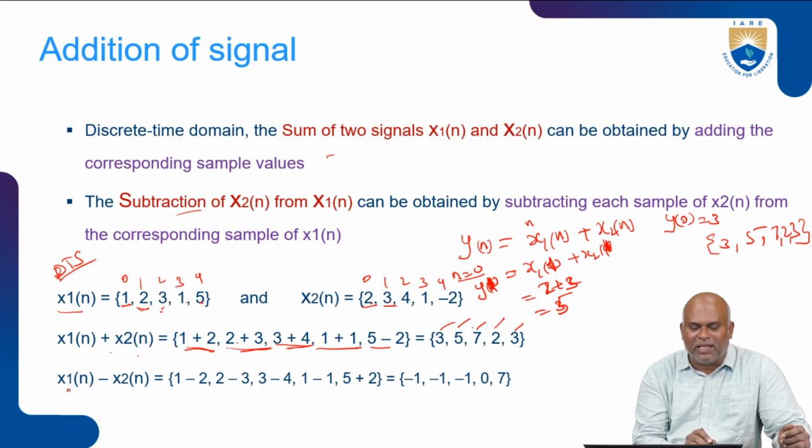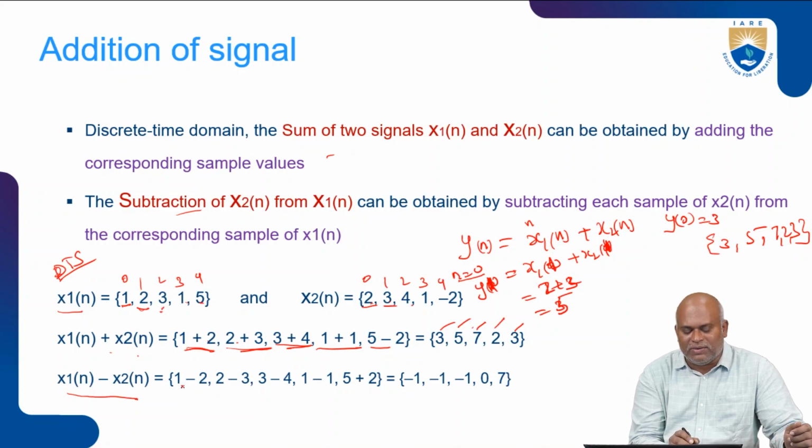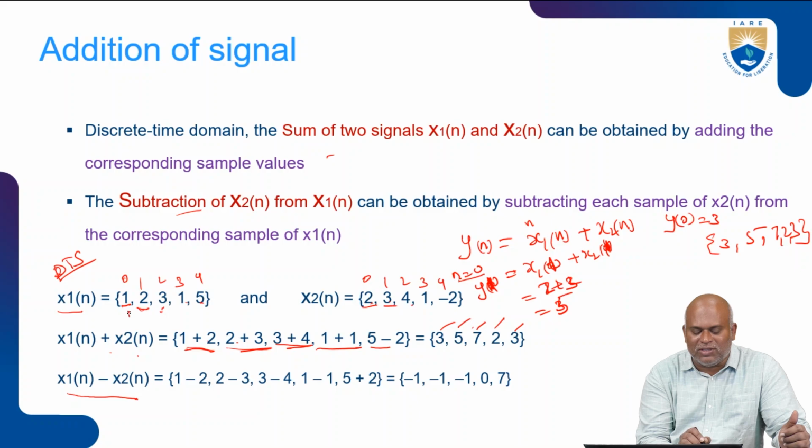Now here I write x1 of n minus x2 of n. The 0th position is 1 here and 2 here. That means 1 minus 2. Next is 2 minus 3, then 3 minus 4. Next 1 minus 1. Next 5 minus minus 2.